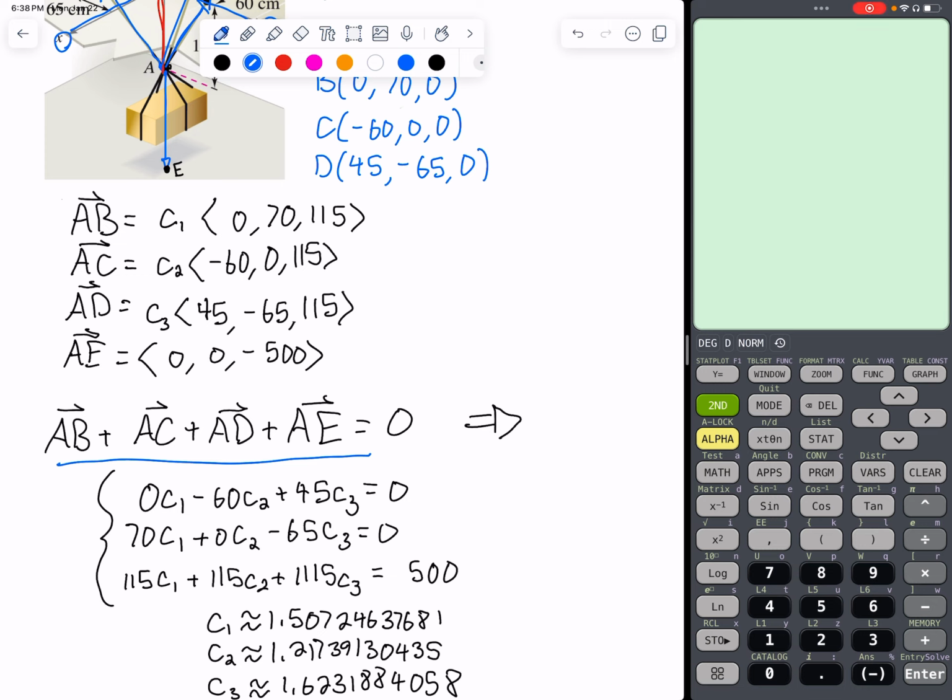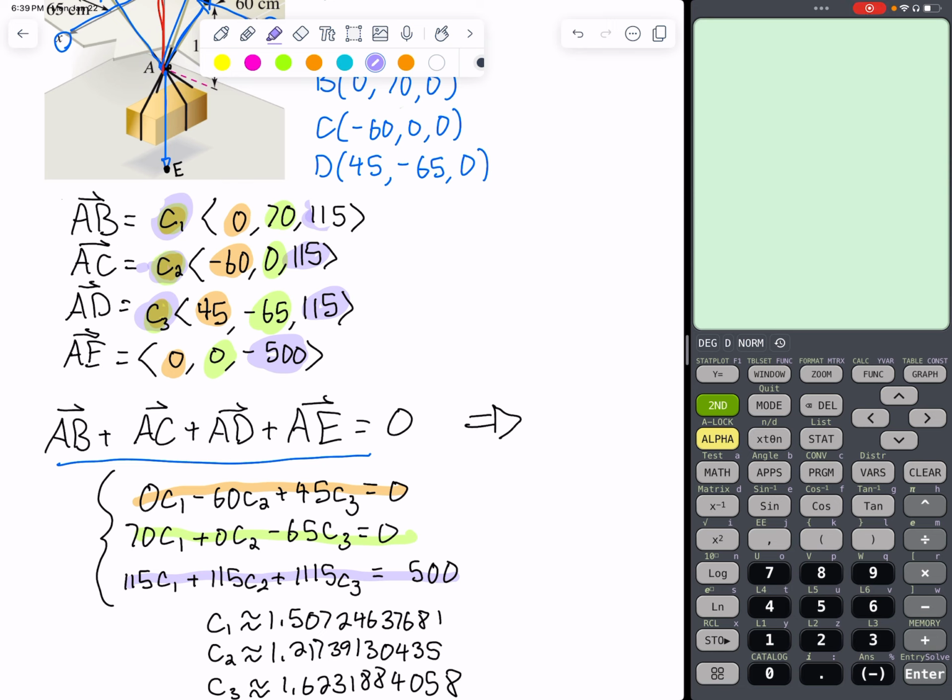So what I did is I added, okay, I'll highlight this, 0, negative 60, 45, and these are with the C2, C3, and 0. That was my first equation here. Then I added the 70 with C1, 0 with C2, negative 65 with C3, and added 0 as well, and I got this equation. And then the last one I took 115 times this one, 115 times C2, 115 times C3, and then I added negative 500, and that's why in this last equation down here, I have equal positive 500.